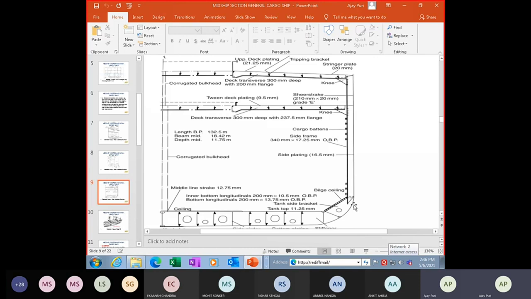This frame is going down, and these projections on the frame are cargo battens. The cargo batten's purpose is basically, it is wooden sections which are attached to your frame so that your steel cargo doesn't touch your frames. Otherwise, you'll have cargo sweat, because you're loaded in cold temperature, or you're loaded in normal temperature and going to cold temperature. If the steel is touching your frame, the sweating will occur and that will damage your cargo. So to avoid that, the insulator is used. This is cargo battens.